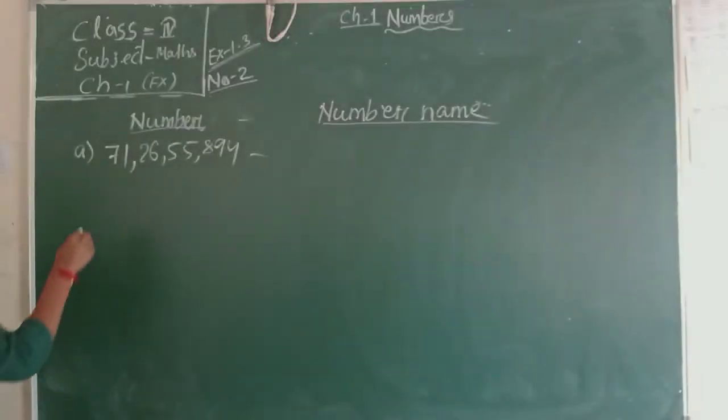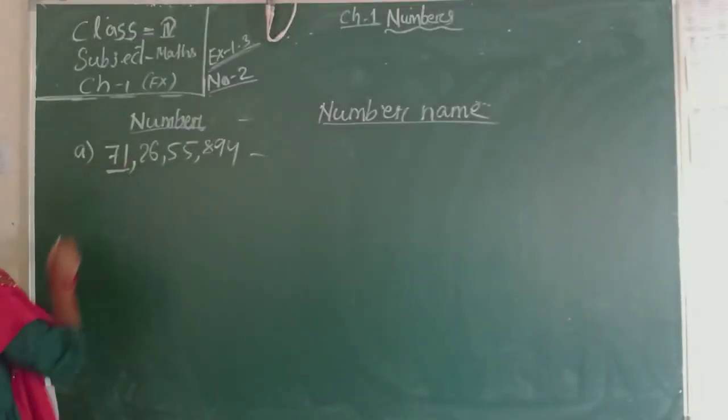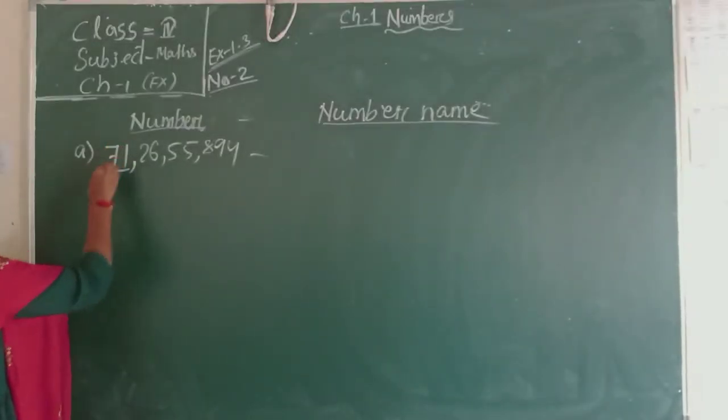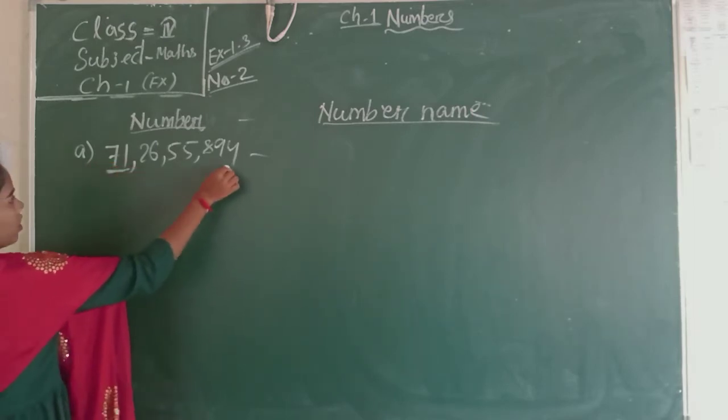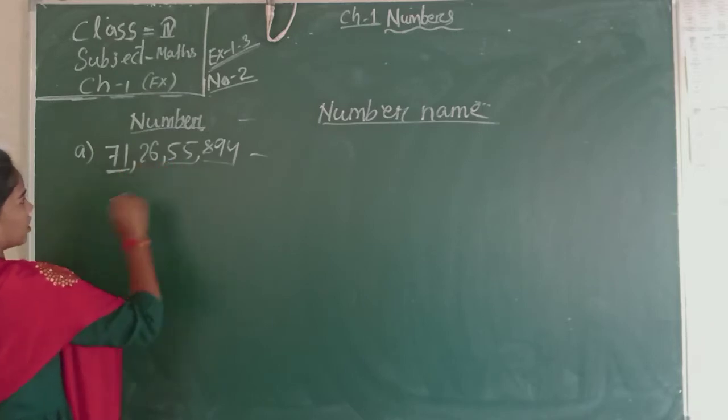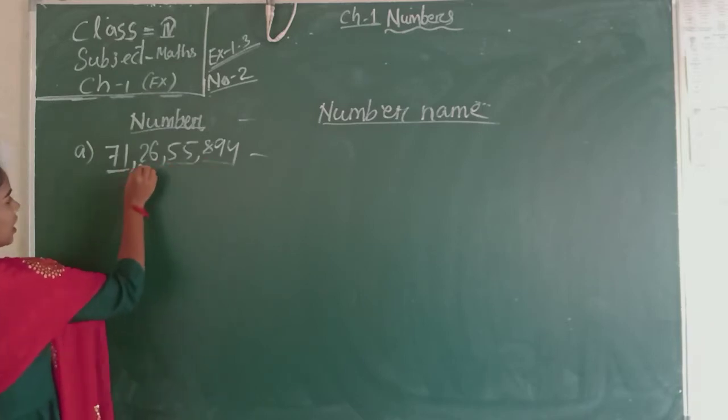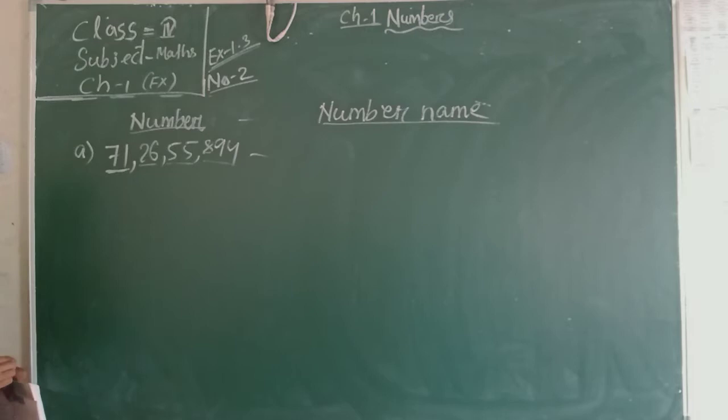First, look here at the first period. In the first period, which period is this? This is the ones period, thousand period, lakhs period. This is your crore period.